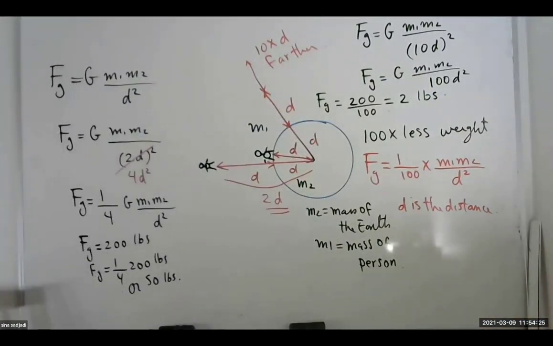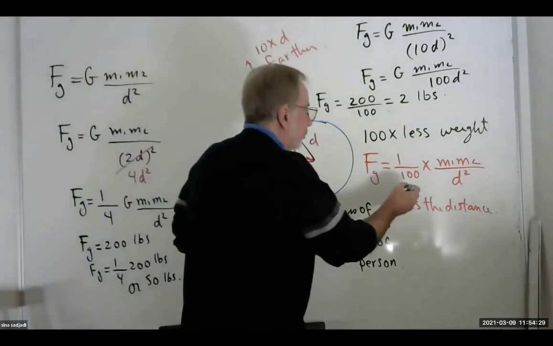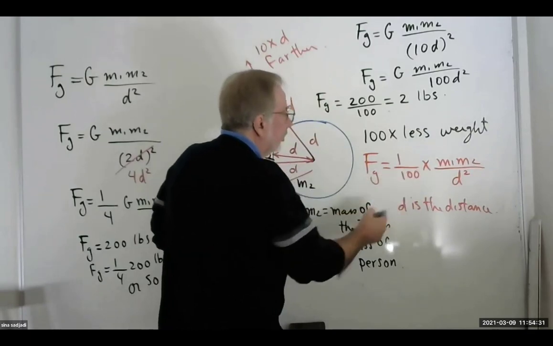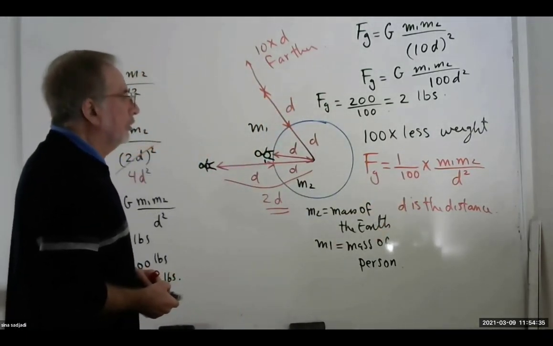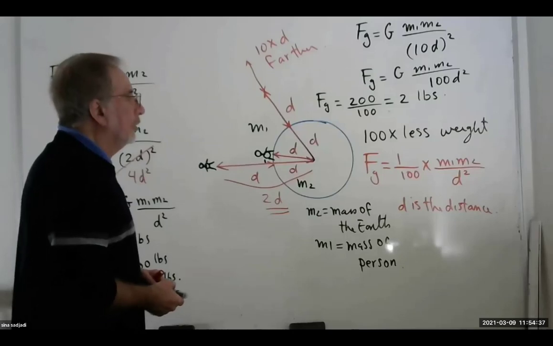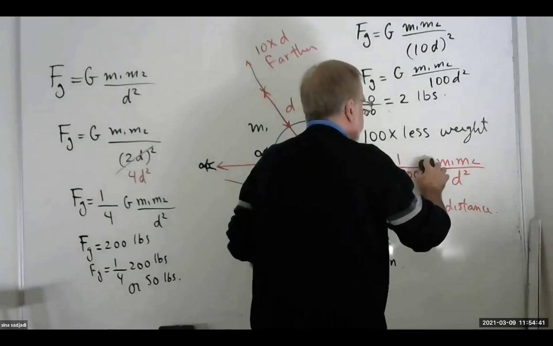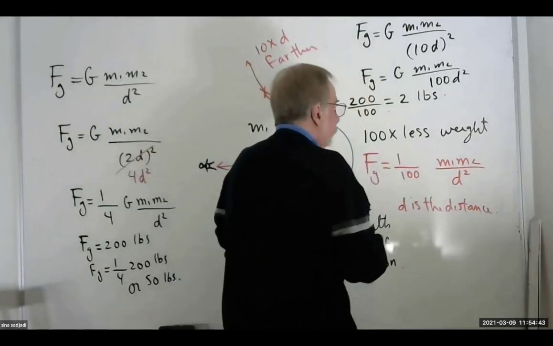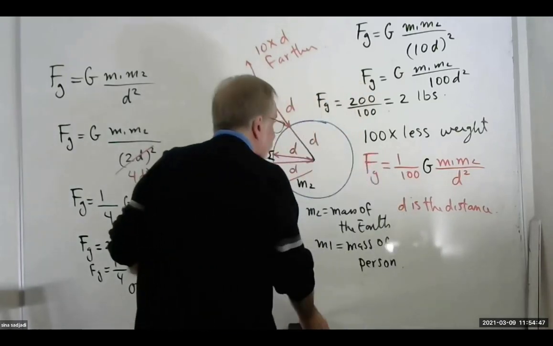So I understand that you move the 1/100ths out and then multiply it. So from that point, how do you get to force of gravity equals 200 over 100? I forgot to put the G here, though. This is G, right? Let's not forget G. All right, so here it is.